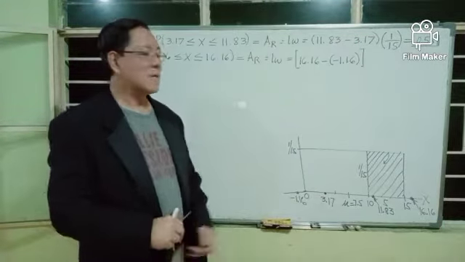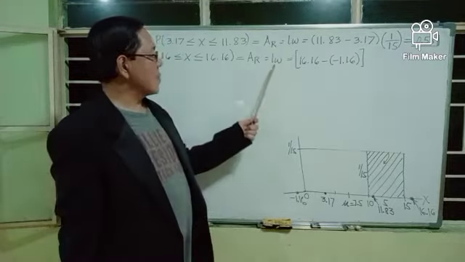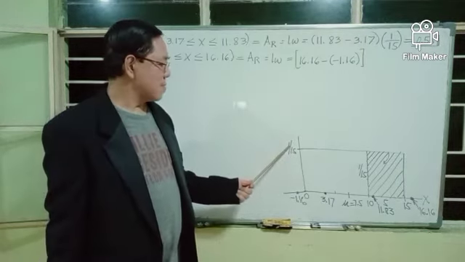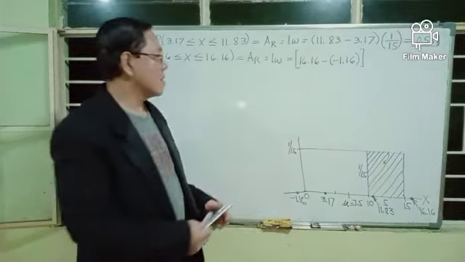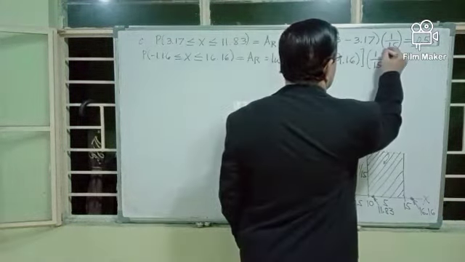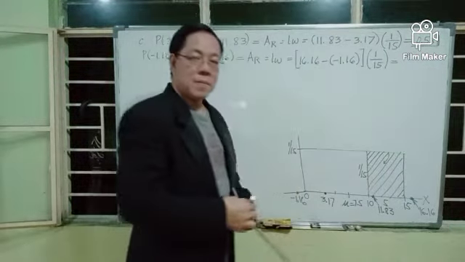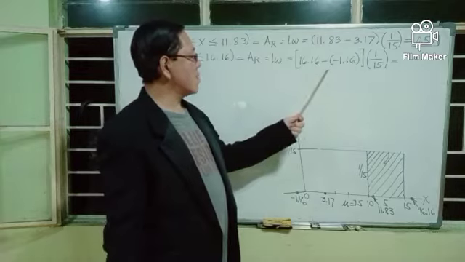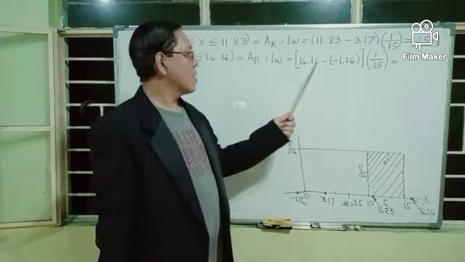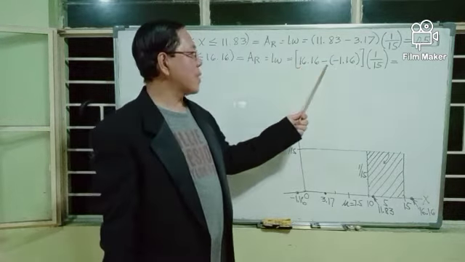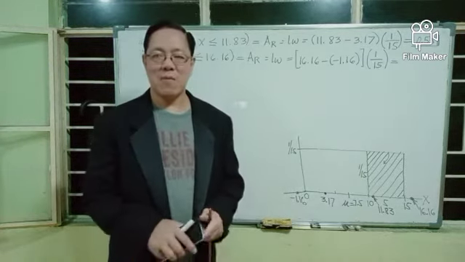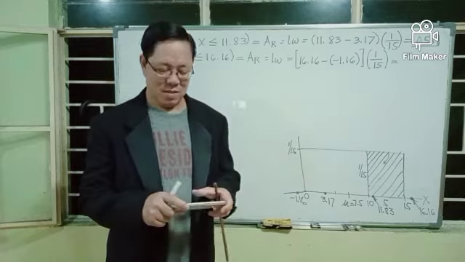This is the length of the rectangle multiplied by the width, and the width is equal to the height of this rectangle, 1 over 15. Again, we calculate this difference, but this becomes a sum because negative times negative is positive. Hence, we compute 16.16 plus 1.16, and the sum we divide by 15, and we round off the final answer to two decimal places.